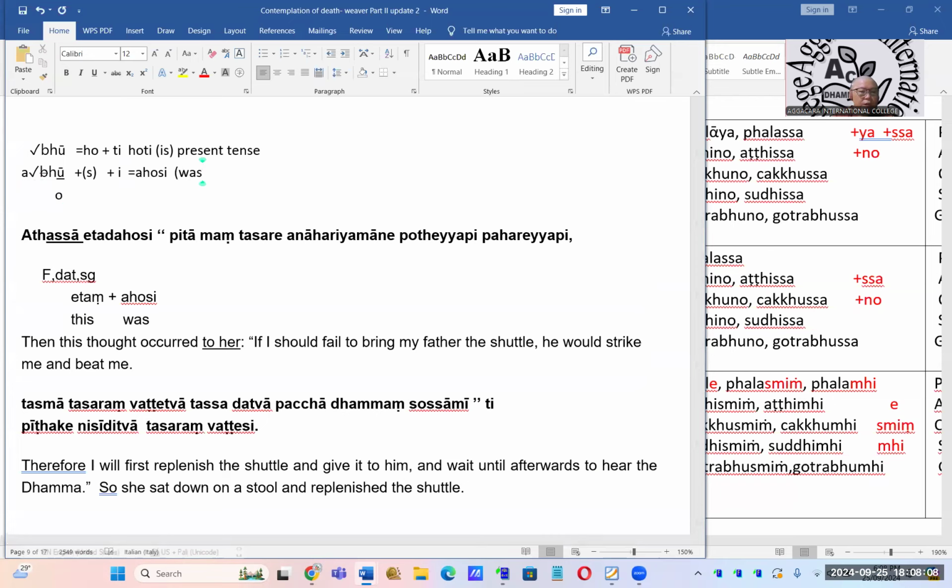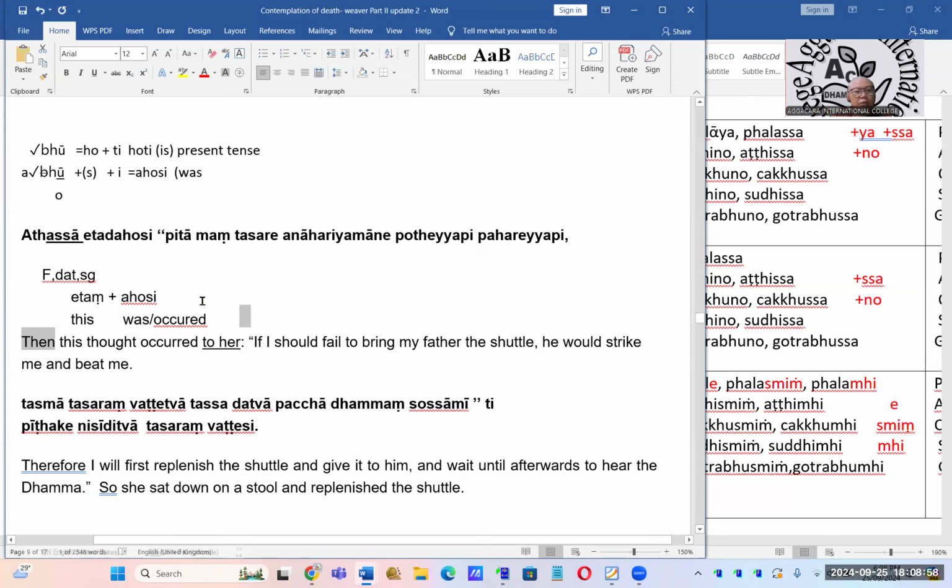So here it translates as was. The direct translation: this refers to the thinking inside the double quotes, this thought. This thought was, here translated with the indirect translation as occurred. This thought occurred to her. Okay, all right. So atta is then. This is a conjunction because the story is not finished, it continues from the previous sentence. So then, atta asa, to her, etam, this, ahosi, occurred. So this thought occurred to her.